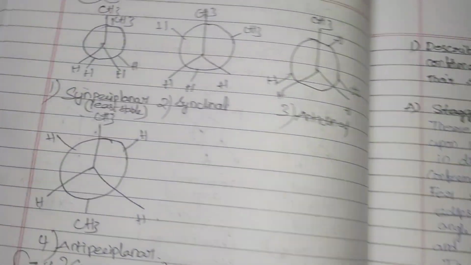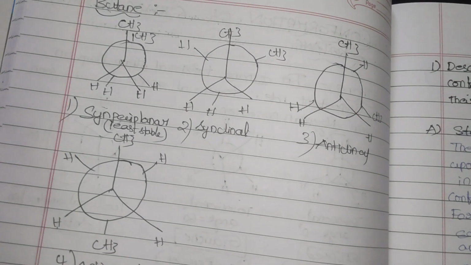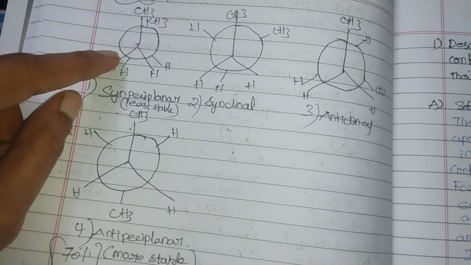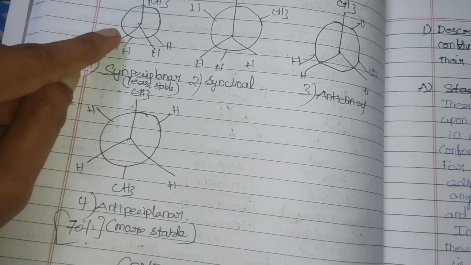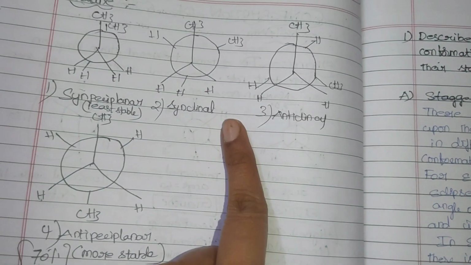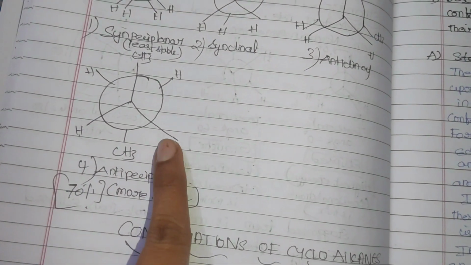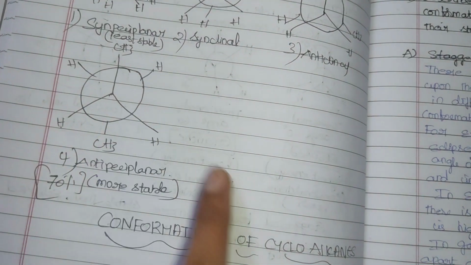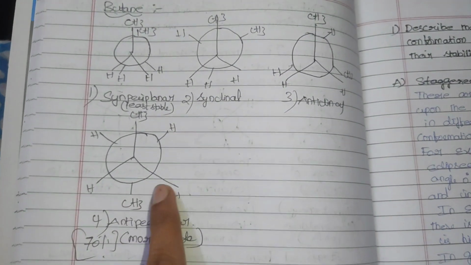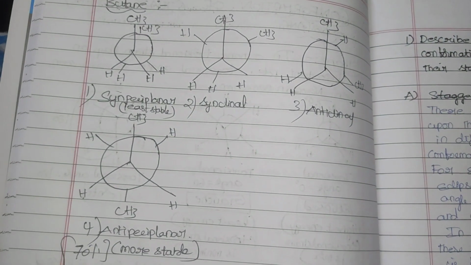Then when we see butane, the least stable form is the syn-periplanar form, which is an eclipsed form. Then there are the syn-clinal, anticlinal and anti-periplanar forms. The anti-periplanar is the most stable form. 70% of butane will be in this form only. So thank you.